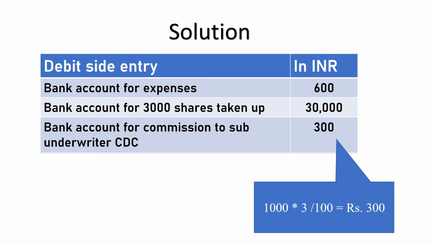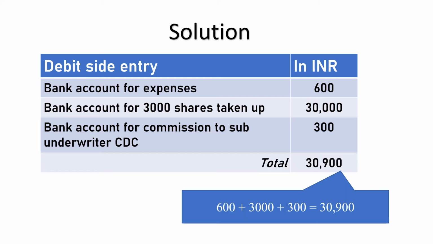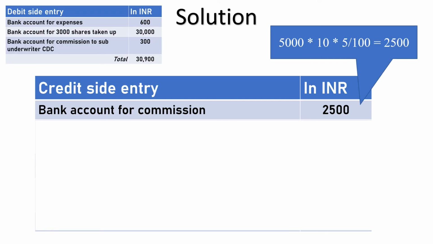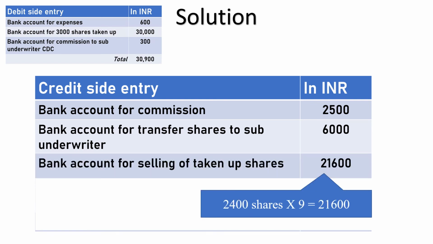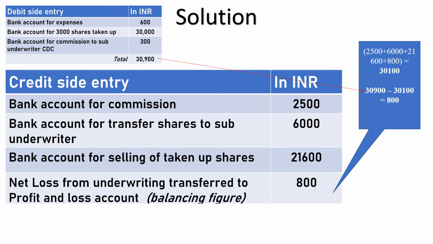Now let's look at the credit side. You would have already computed the debit side totaling to 30,900. Coming back to the credit side, bank account for commission is 2,500. Bank account for transfer shares to sub-underwriter is Rs 6,000. We need to derive that amount. Bank account for selling of taken up shares is 21,600. Now we need to ascertain whether it's a profit or loss. So the net loss from underwriting transferred to profit and loss account, the balancing figure is Rs 800.